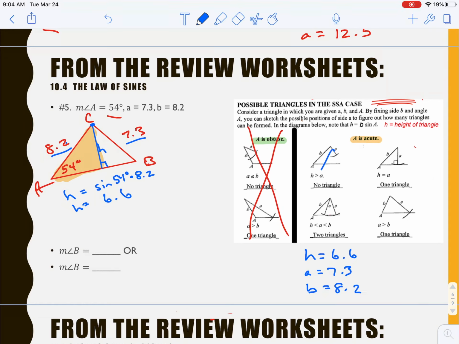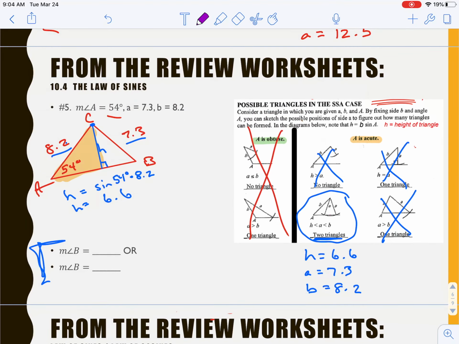So is height bigger than A? No. Is height equal to A? No. Height, then A, then B. That looks promising, but let's just double check. A is greater than B? No. So I know this one has two triangles, which makes sense because it's asking for what the two possible measurements for angle B would be.